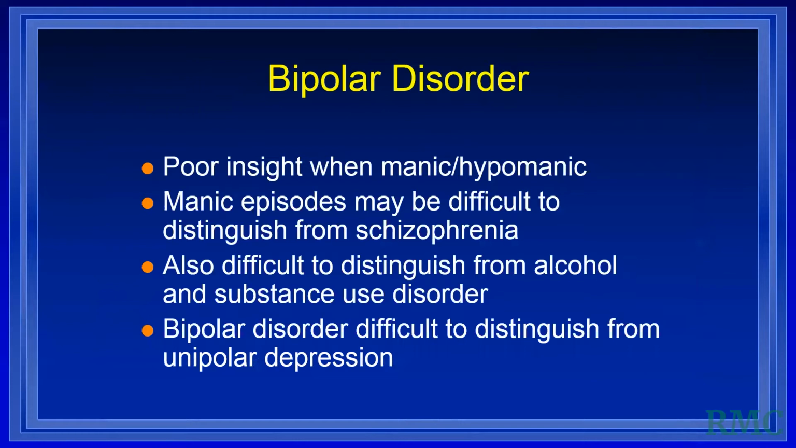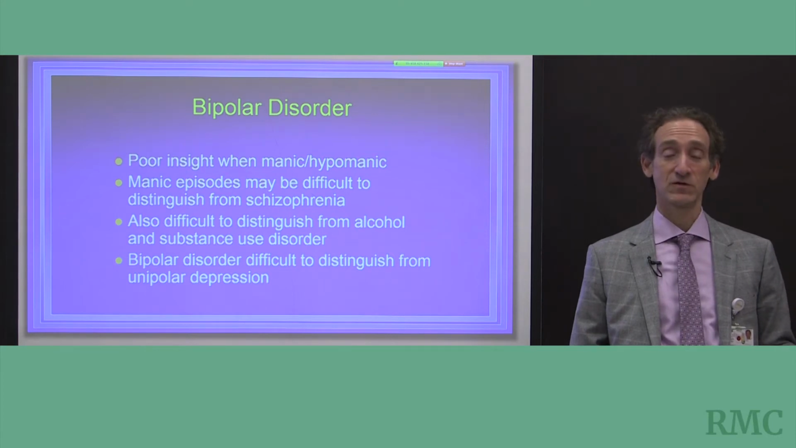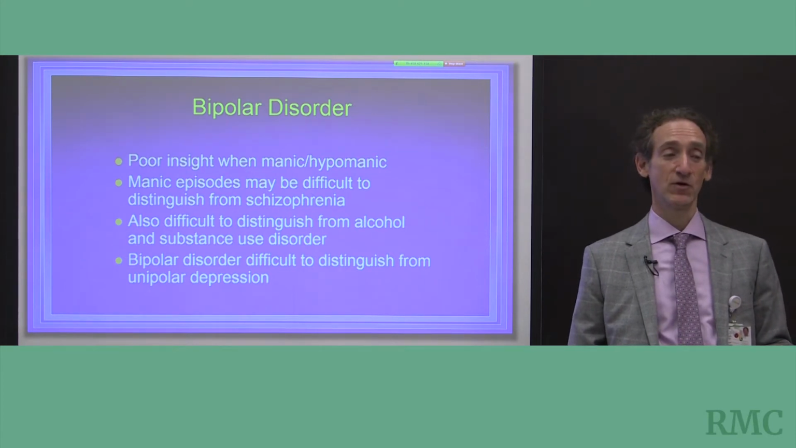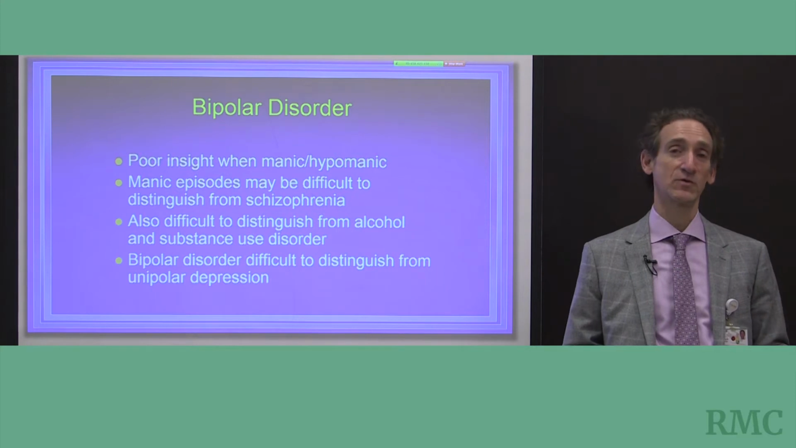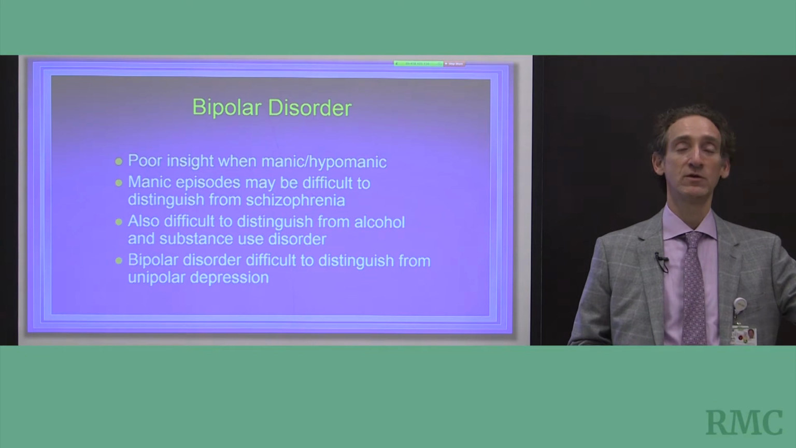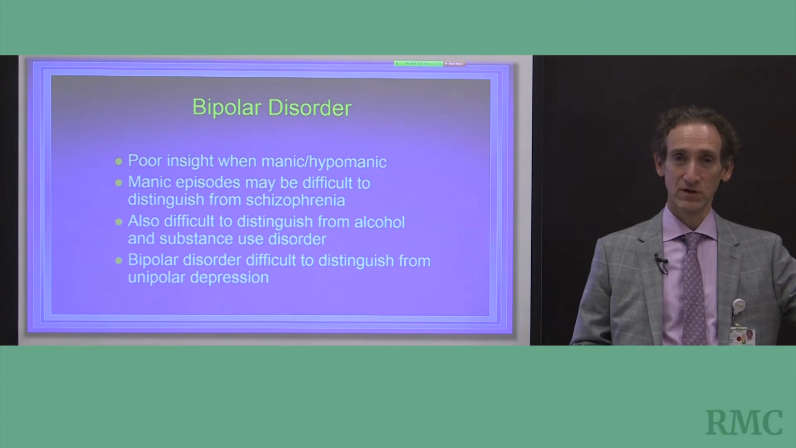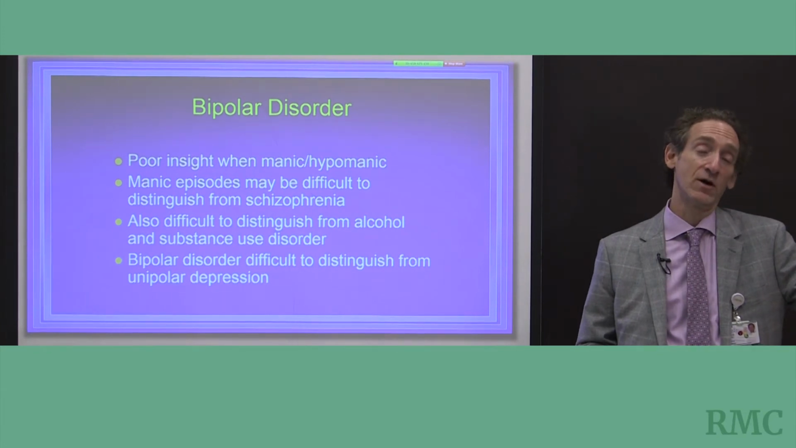Manic episodes can be indistinguishable from schizophrenia. And it's also difficult to distinguish from alcohol and substance use disorder because, again, alcohol can lead to depression, cocaine and stimulants can lead to mania or hypomania, and so is it the drugs causing this, or has the person got an underlying bipolar disorder? It's also difficult to distinguish from unipolar depression, especially if it's a person whose previous episodes were hypomanic, where they were feeling good and there was no gross dysfunction. They just think that that was when they were feeling well.